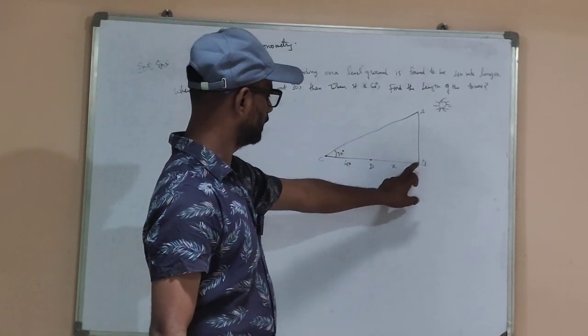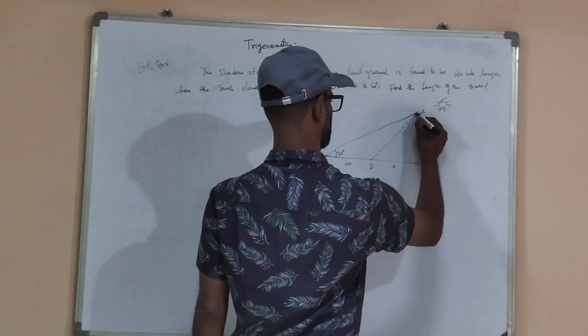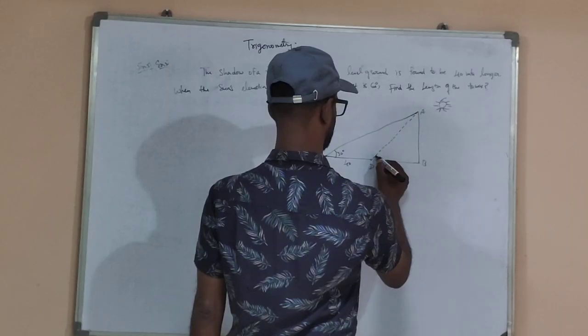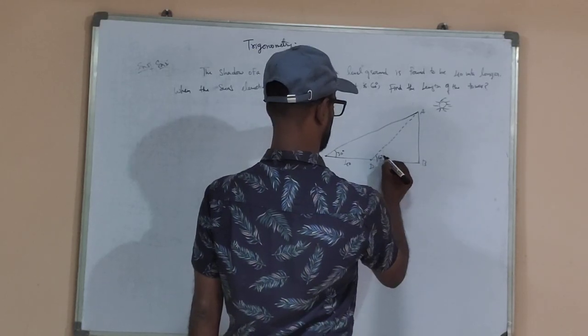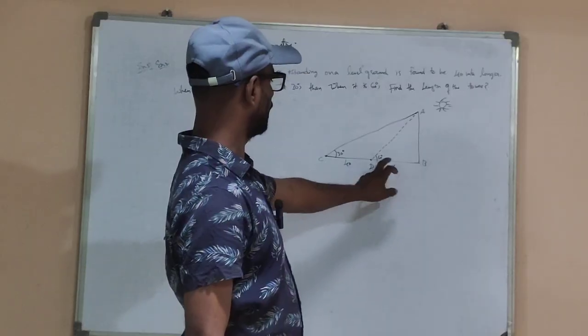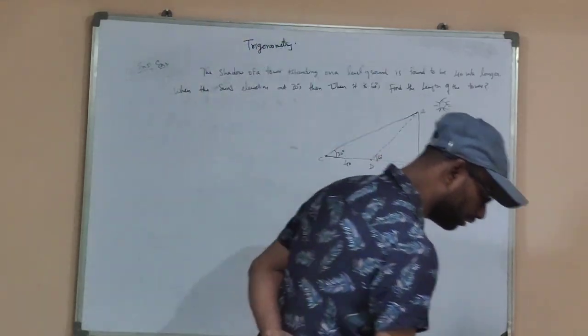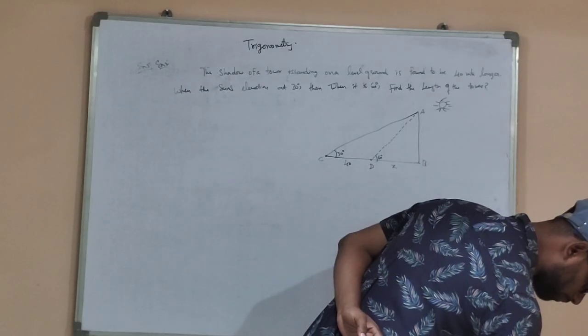Here at 60 degrees, draw another angle. At 60 degrees, we don't know it, it is x. But at 30 degrees, it is found to be 40 more.